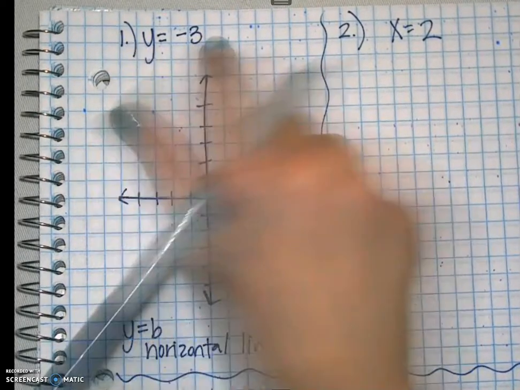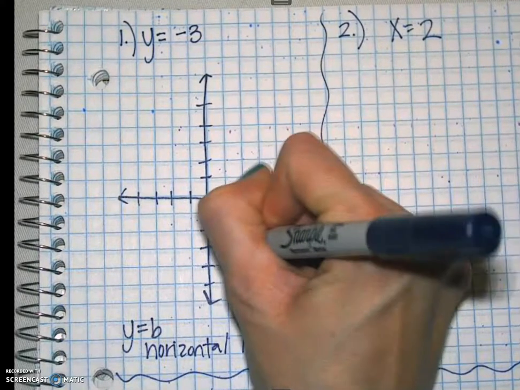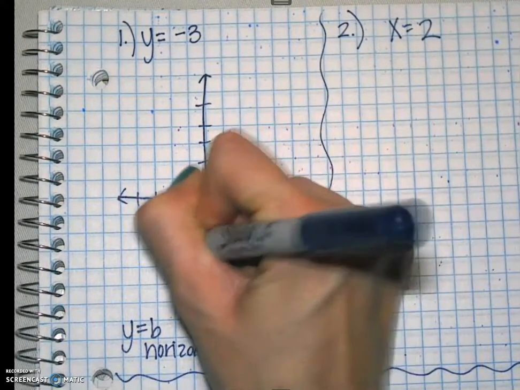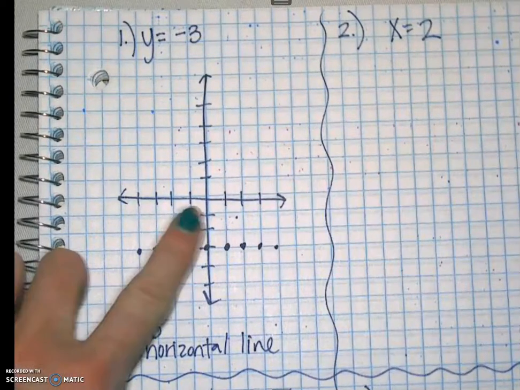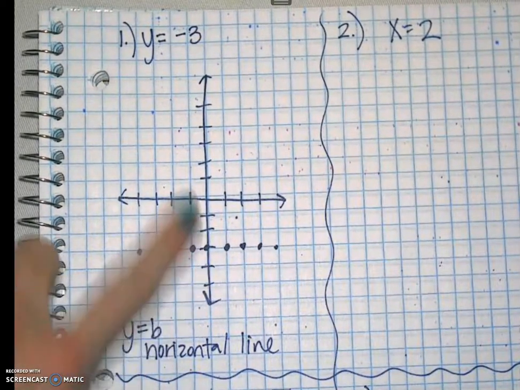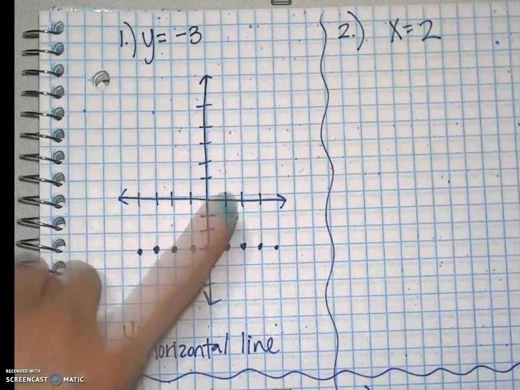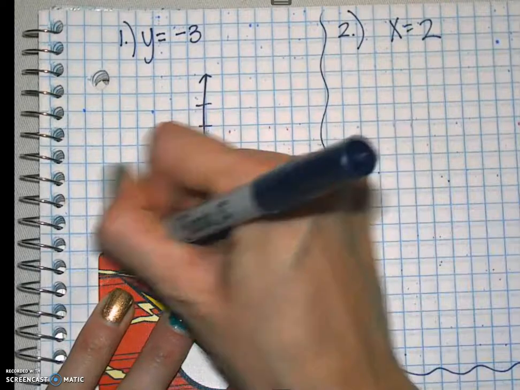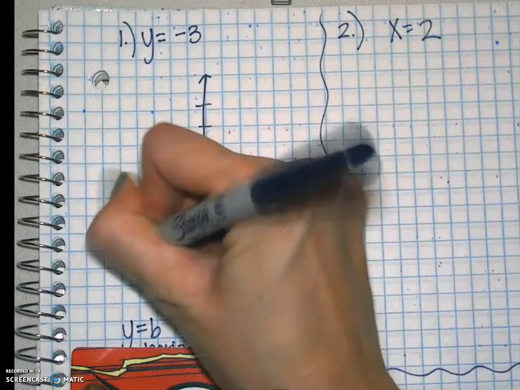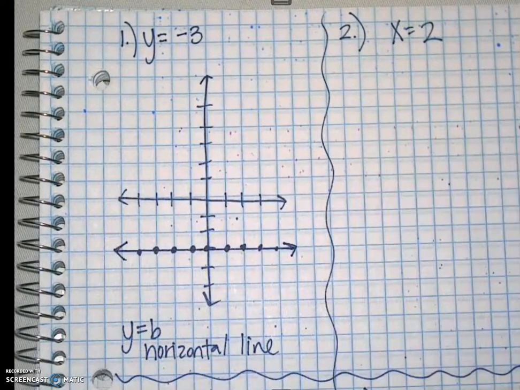So if y equals negative 3, that means no matter what x you have, all of your y's are going to be negative 3. So it's (0, -3), (2, -3). And then you just draw your line through. And you have graphed y equals negative 3. Okay, so make sure you have that one down, and then we'll move on to the next one.